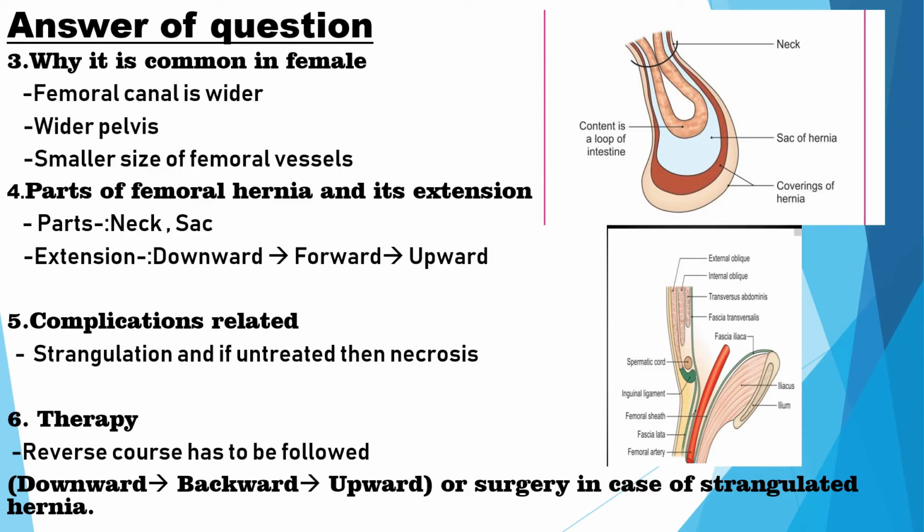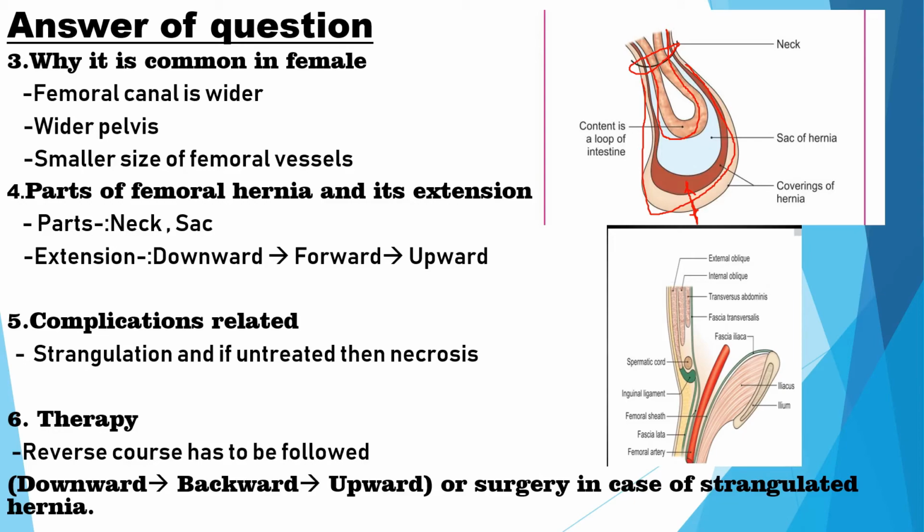The next question is parts of a hernia and its extensions. Parts are the neck, this is the neck, and this is the sac of the hernia. The sac is made up of the coverings of the hernia. These are various coverings, and this is the content of the hernia, which is mainly intestinal loops.